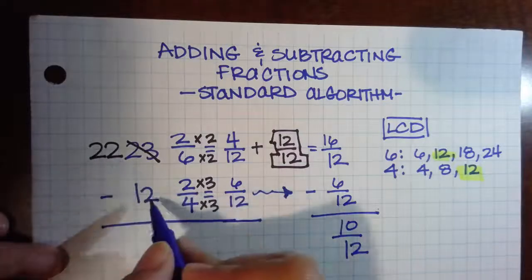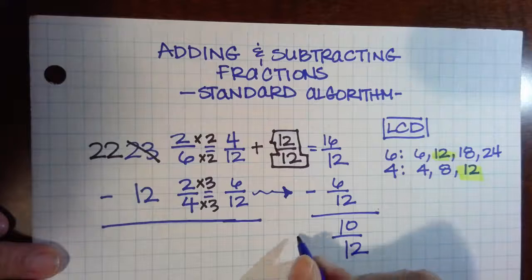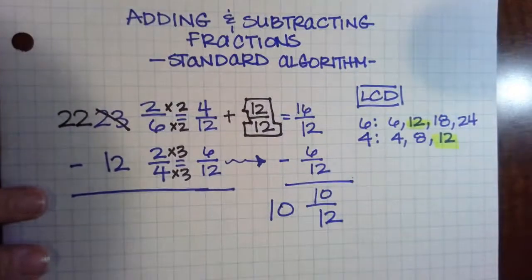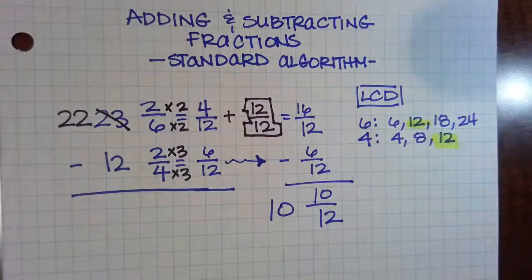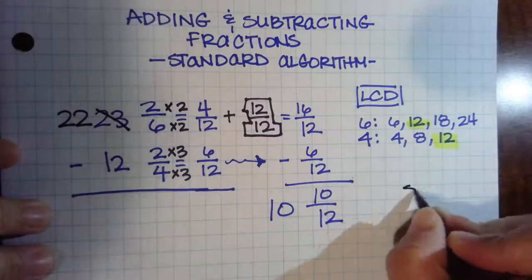And then don't forget about your whole numbers. You have 22 take away 12, and that's going to give us 10. And then the very last step, we know, is to simplify. So over here we're going to simplify.